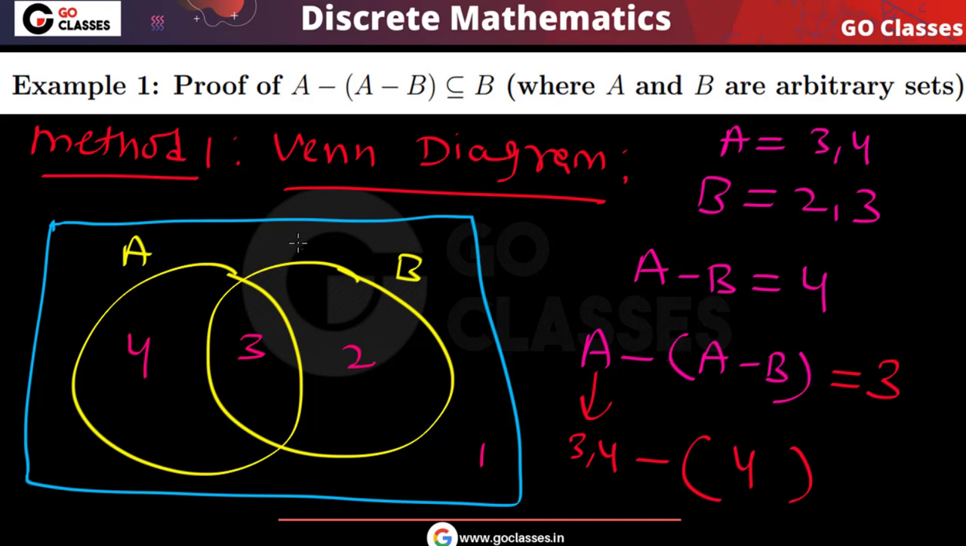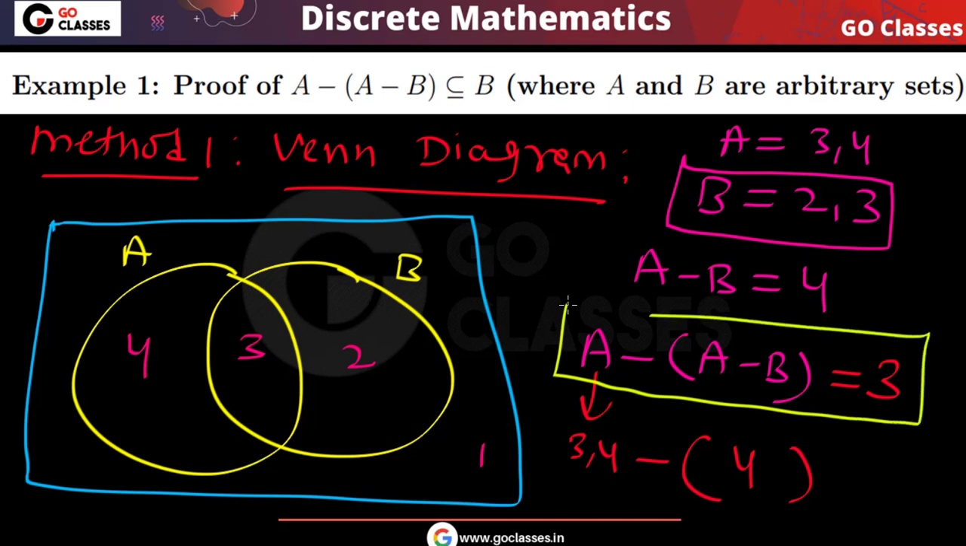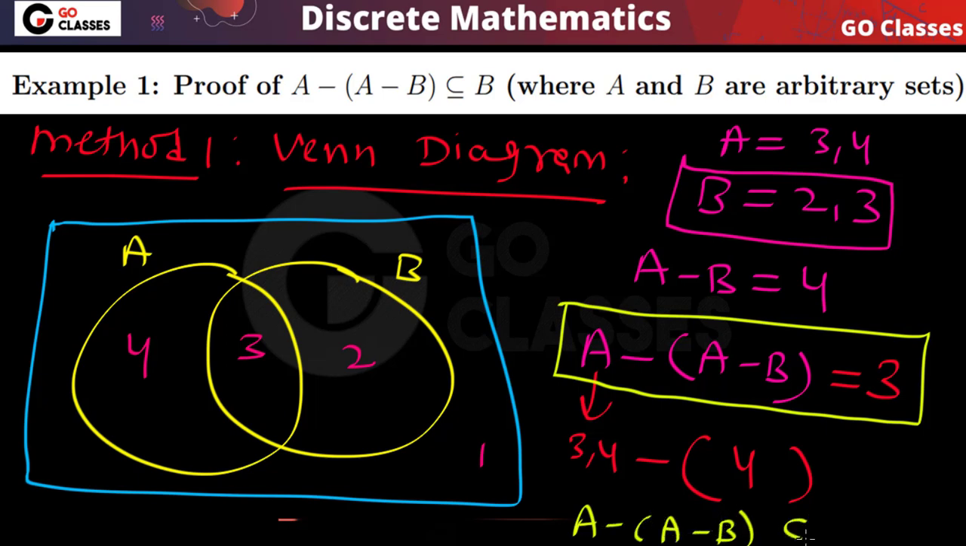Now from here I can say that this is the area of B, and you can notice this is the area of A minus B. So I can clearly say that A minus B is a subset of B, because this is area 3 and this is area 2 comma 3. So this is the proof. This is the idea of the proof. Finally you can write this here: we have proven that A minus B is a subset of B.